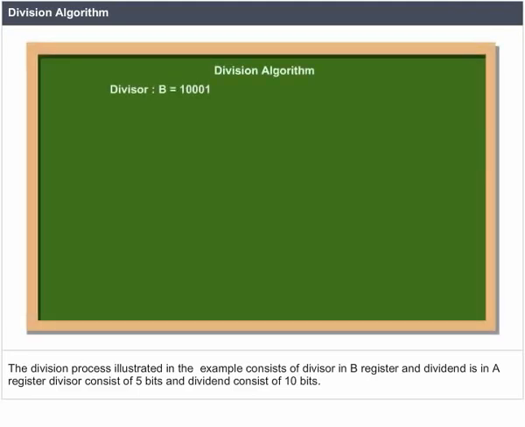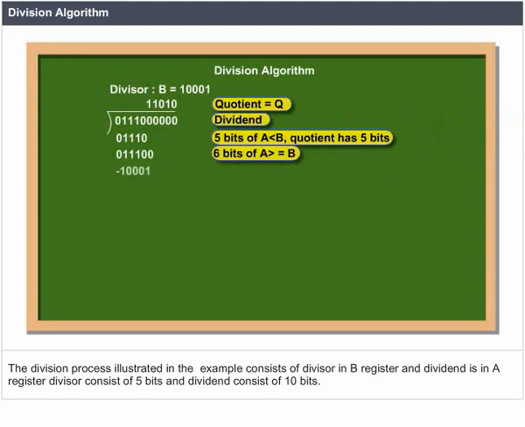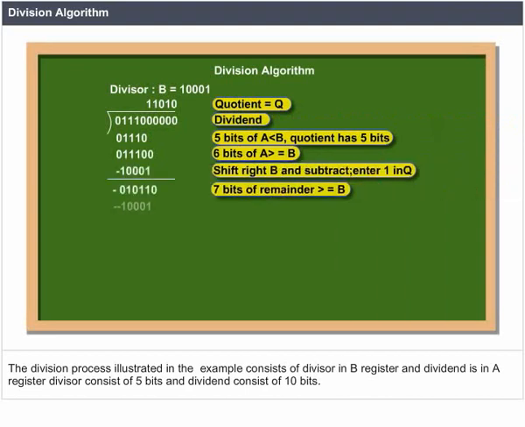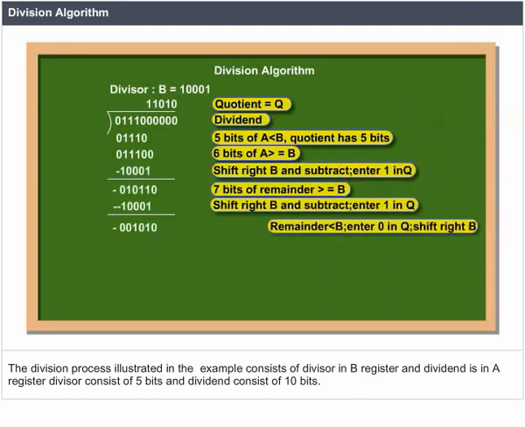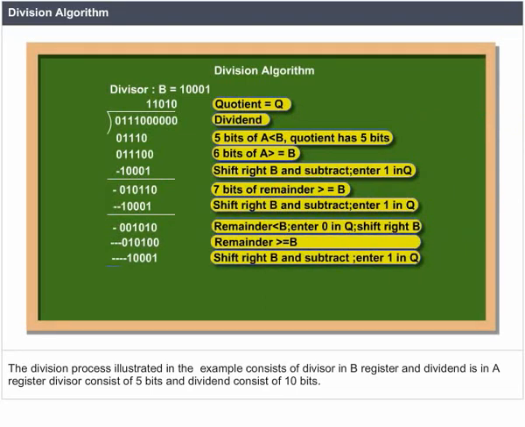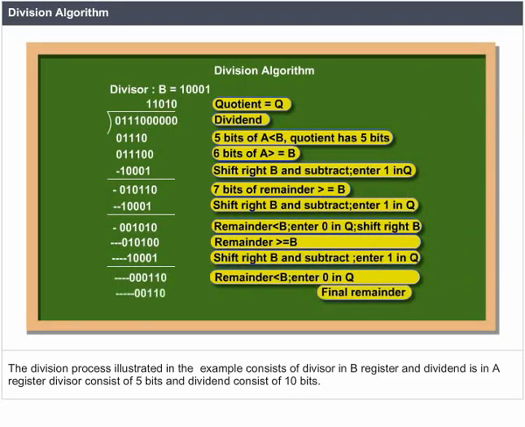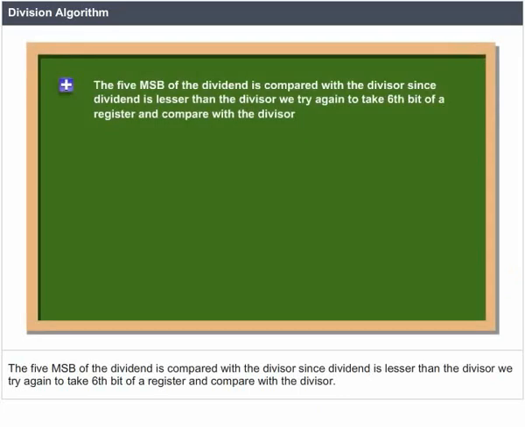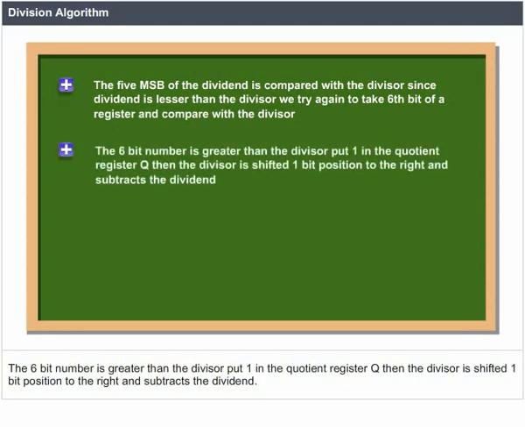Division algorithm. The division process illustrated in the example consists of divisor in B register and dividend in A register. Divisor consists of 5 bits and dividend consists of 10 bits. The 5 MSB of the dividend is compared with the divisor. Since dividend is lesser than the divisor, we try again to take the 6th bit of A register and compare it with the divisor. The 6-bit number is greater than the divisor.